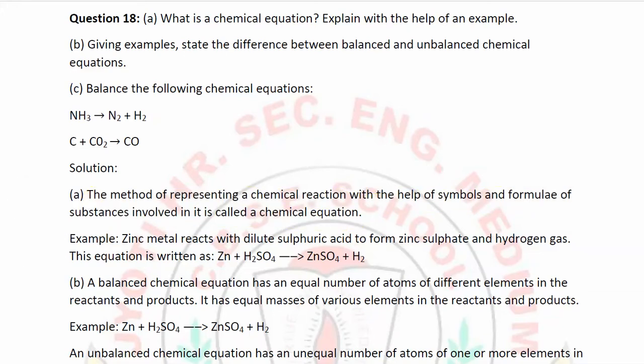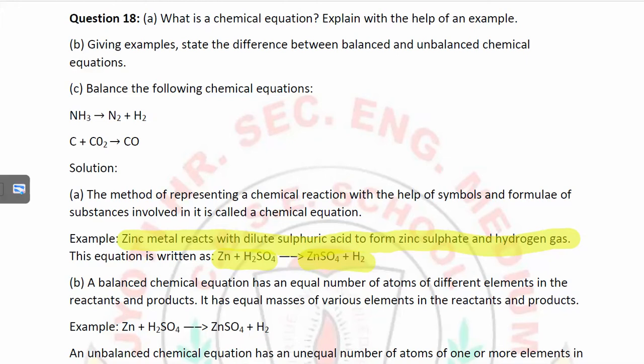Next, here we can take an example of zinc metal reacting with dilute sulfuric acid to form zinc sulfate, and hydrogen gas is evolved. If I write the chemical equation, it becomes Zn plus H2SO4 gives ZnSO4 and H2 gas is released. So it is a chemical equation, which is the representation of the chemical reaction taking place between zinc metal and sulfuric acid.